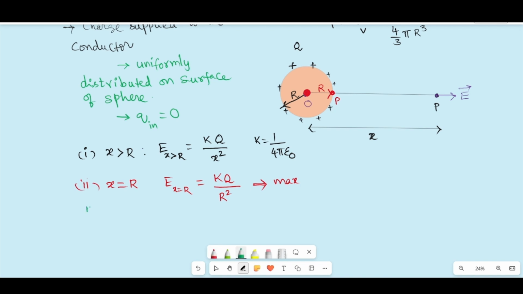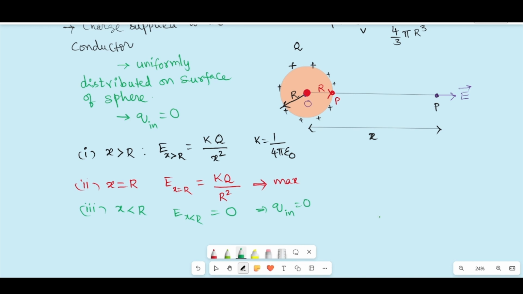And the third case is inside the sphere, that is x less than r. So x equal to 0 or less than r, both we can take here. For x less than r, the electric field is 0. What is the reason? The charge q inside the sphere is 0.